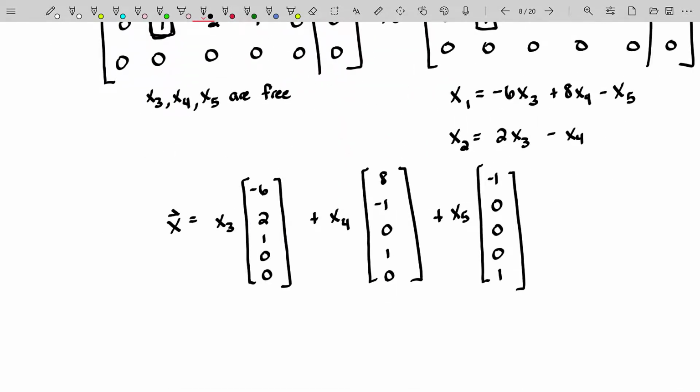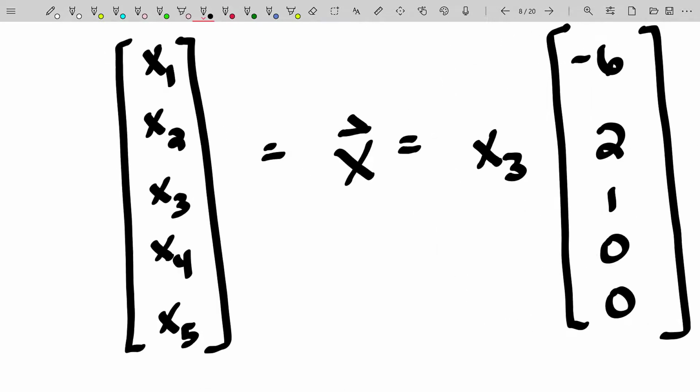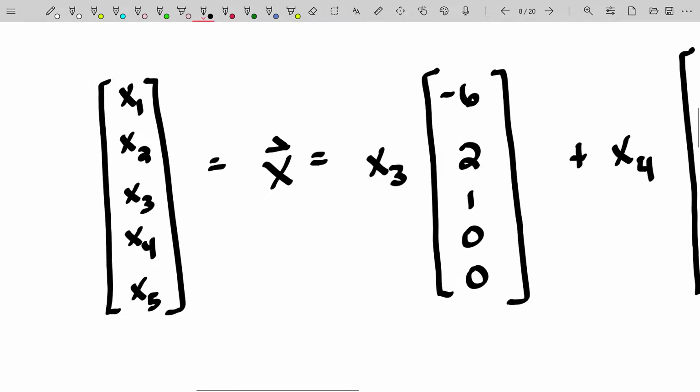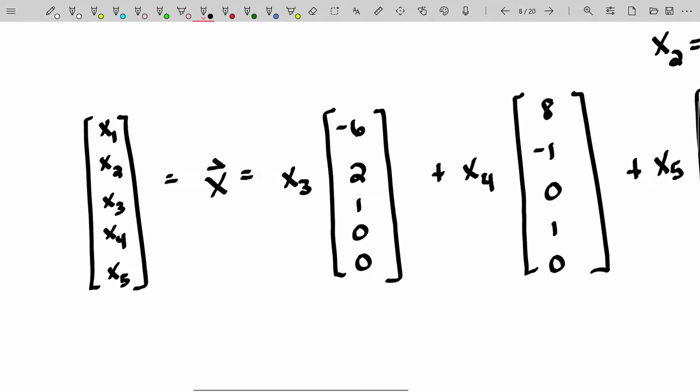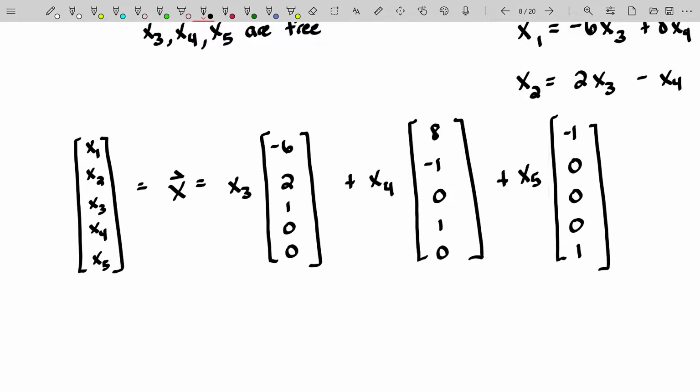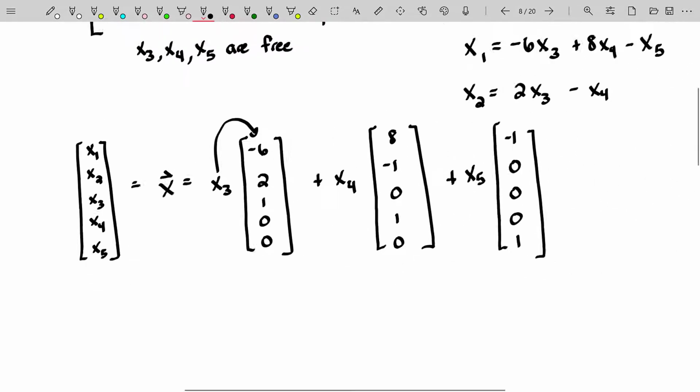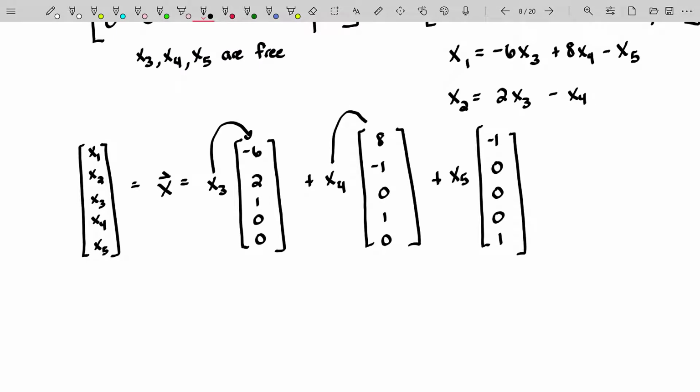Remember, x is just the vector x1, x2, x3, x4, x5, but we know what x1 is. It's x3 times the negative 6, plus x4 times positive 8, plus x5 times the negative 1. That's just from this right here. x2 is 2x3 minus x4 plus no x5s. x3 is free, so it will only be represented once.